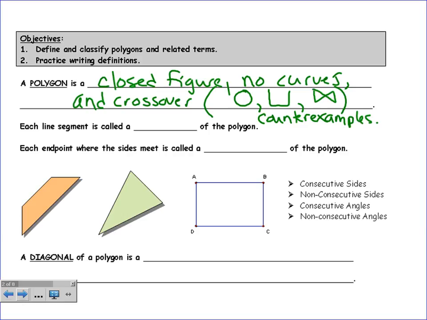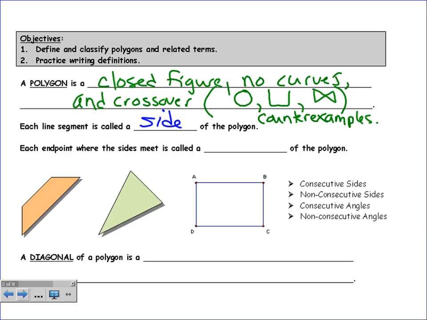Okay. Each line segment is called a blank of a polygon. This is way too easy. You guys are thinking too hard. What's the line? A side, yeah. The side of a polygon. Okay? It's pretty easy. So the side is basically a line segment of a polygon.